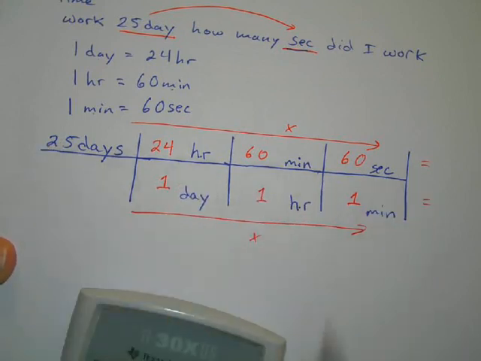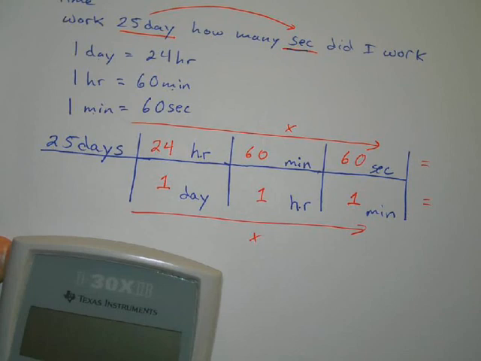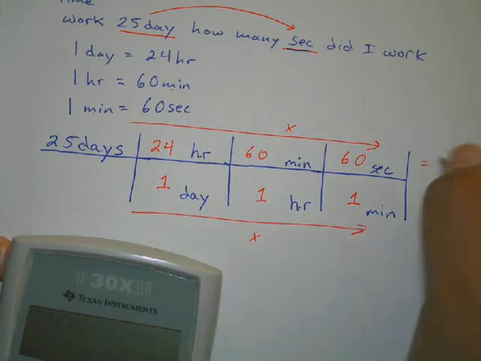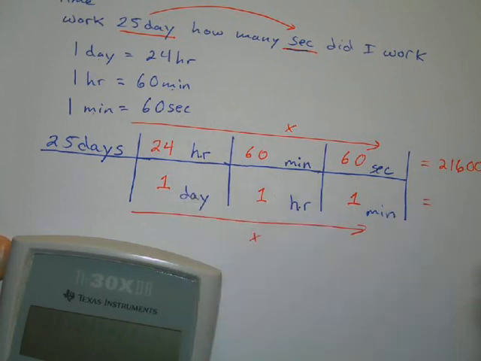So we're going to go 25 times 24 times 60 times 60 equals 216,000. Okay, good. Now let's do the bottom. 1 times 1 times 1 equals 1.